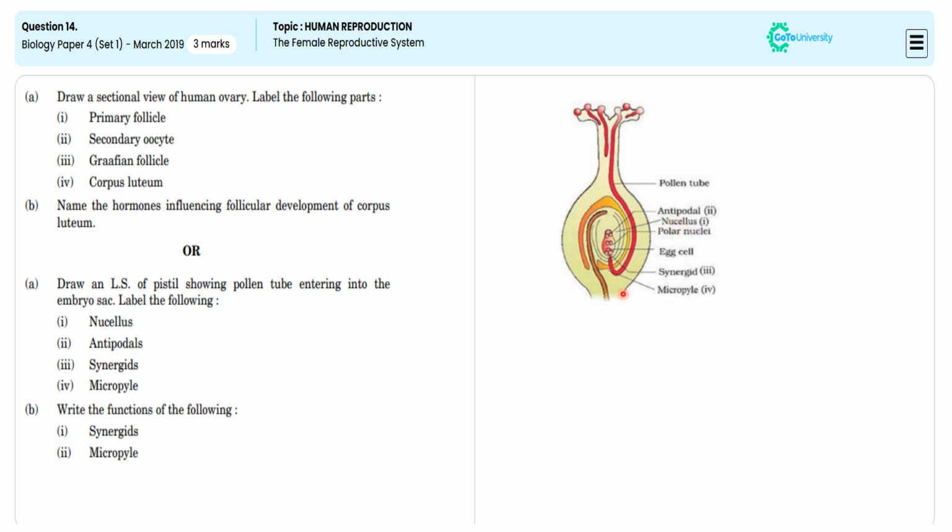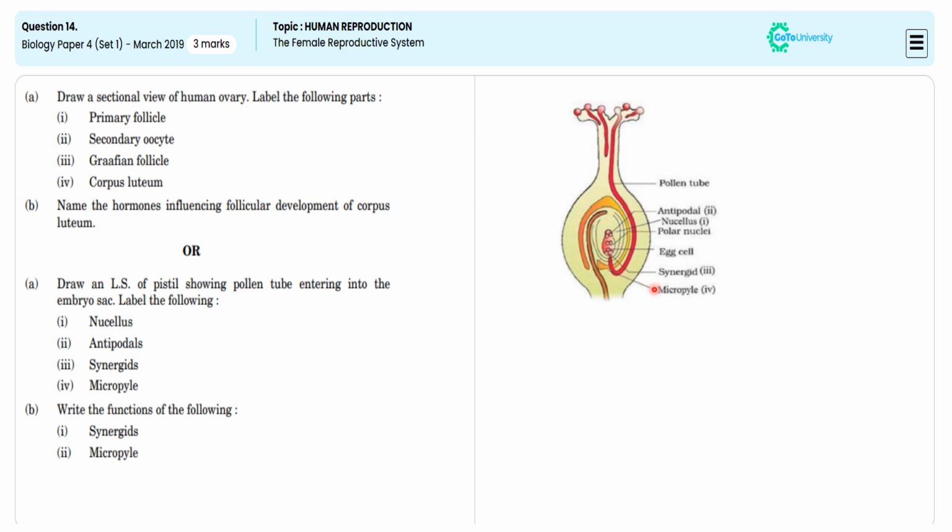The antipodals, which are there at the topmost corner, in the sense at the chalazal point of the ovule, are worthless. Why? Because they do not support the fertilization process. The synergids are very, very important. Why? Because they make the filiform apparatus so that the pollen tube entry towards the egg happens. For this specification, we are getting another half mark.